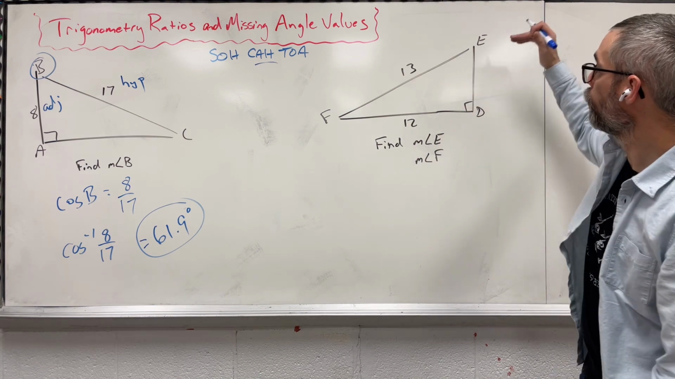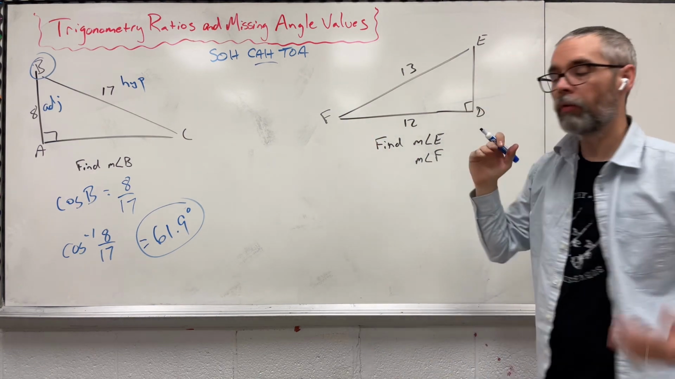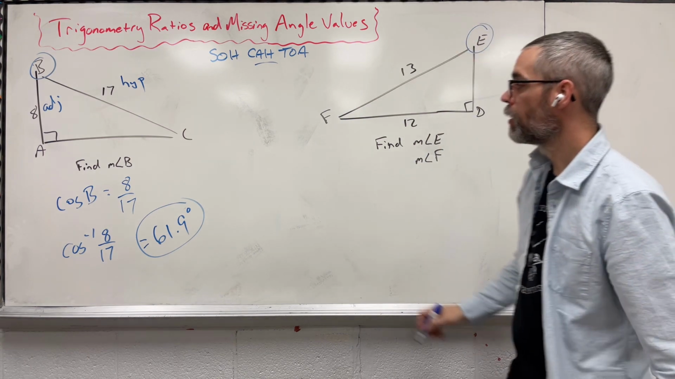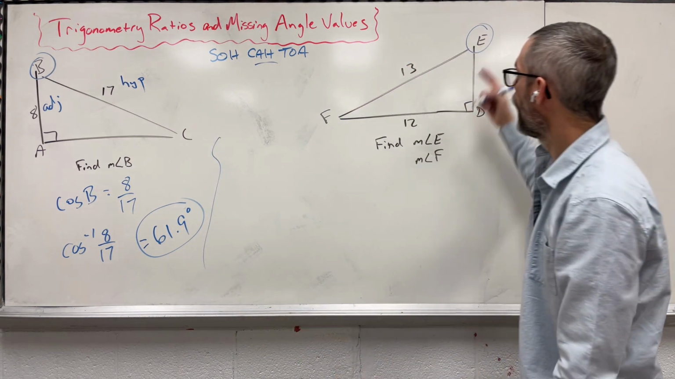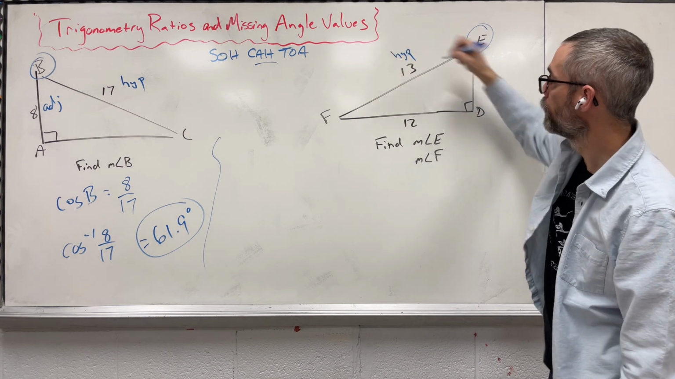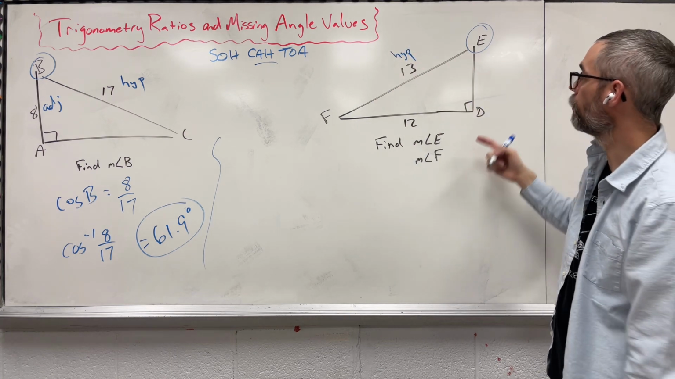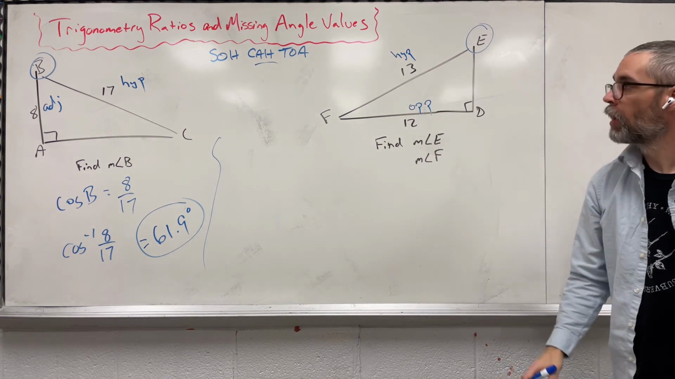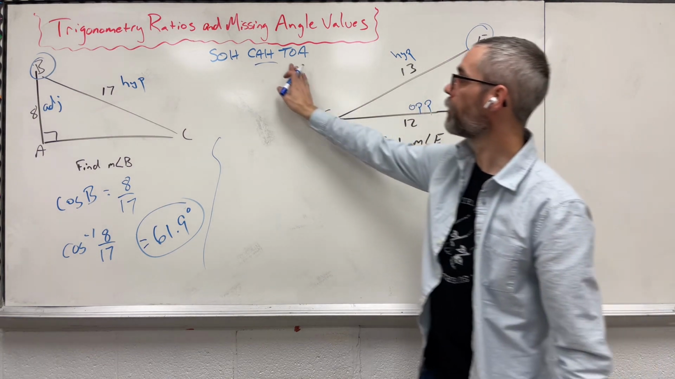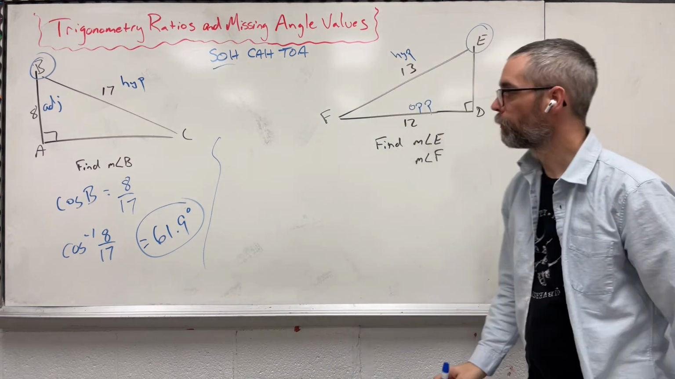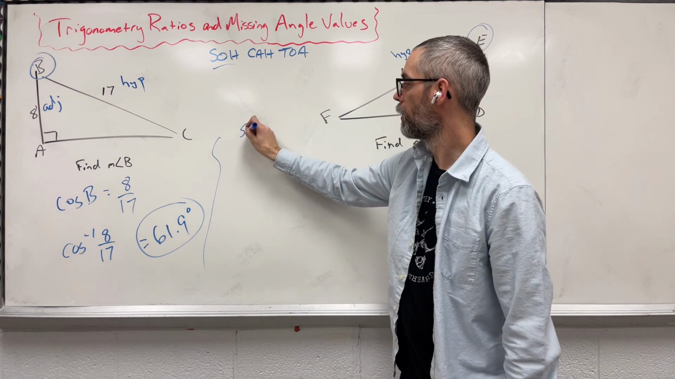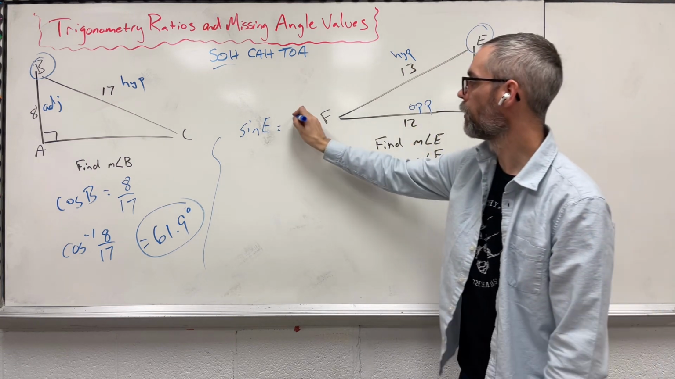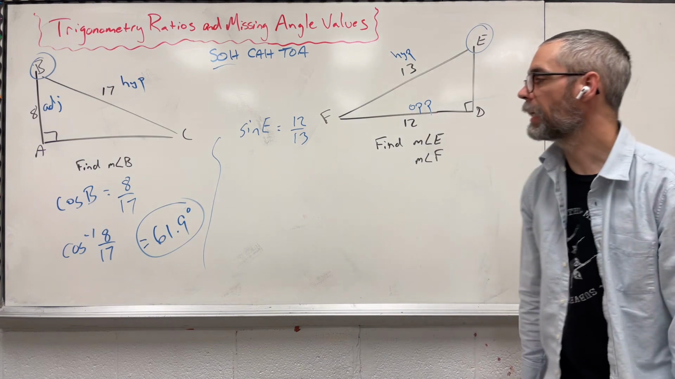Okay, so that's finding just one angle. What if we need to figure out what E is and F? Well, then we do this two separate times. So I'm going to start at E. From E, I have my hypotenuse, which is across from the right angle, and my 12 is going to be my opposite side. What uses hypotenuse and an opposite? Sine. So we can say sine of E is opposite, 12 over 13.